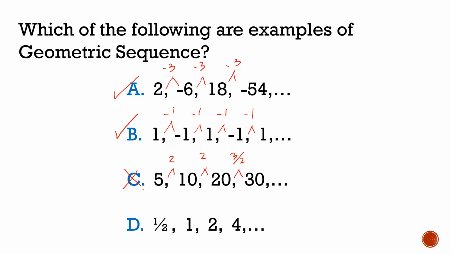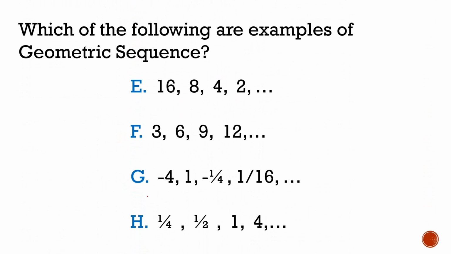Let's try letter D. 1 divided by 1 half is equal to 2, right? 2 divided by 1 is equal to 2. 4 divided by 2 is equal to 2. Therefore, letter D is a geometric sequence. Let's go to the next slide.